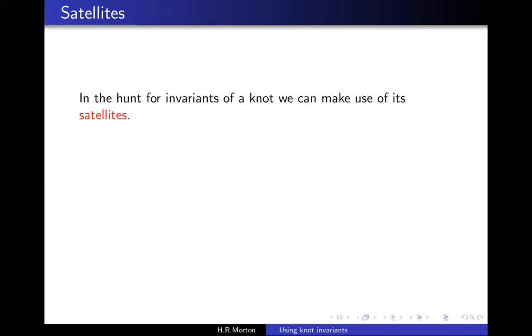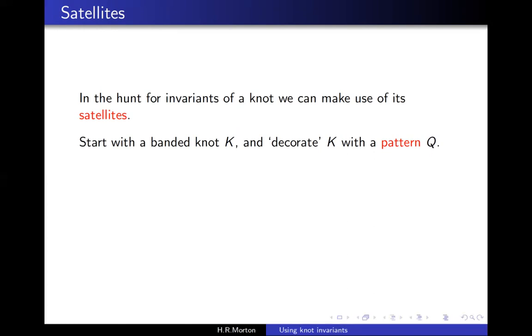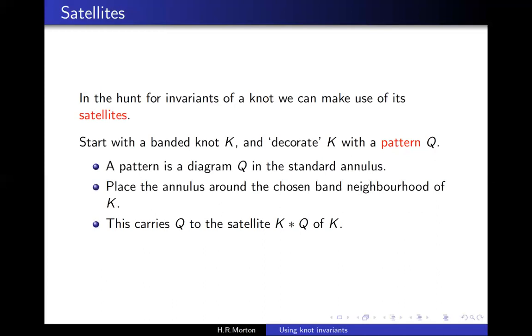And satellites, of course, are things where they're sort of offspring of the original knot K. You start with a banded knot K and you decorate it. You make it a little bit more complicated by choosing a pattern Q and placing the pattern around the knot, something like this. A pattern is a diagram in the standard annulus. You take the annulus containing Q and place it around the band neighborhood of K, and then the result is the satellite that I will call K star Q of the original knot K.